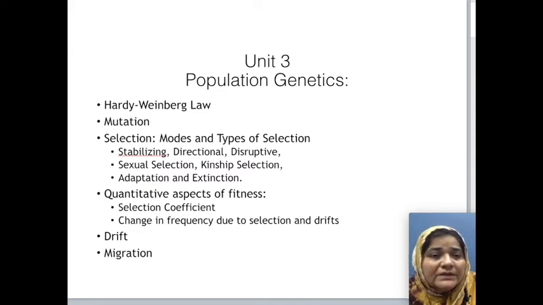And then we will be looking at some of the mechanisms of evolution, which are also the assumptions of the Hardy-Weinberg law. As you know what is mutation, you know what is selection, natural selection, the forces of natural selection, its types, its modes, the stabilizing, directional, disruptive, and then sexual selection, kinship selection is very interesting, adaptation and extinction, and then you will also learn how to calculate the selection coefficient, and you will be learning about drift and migration.